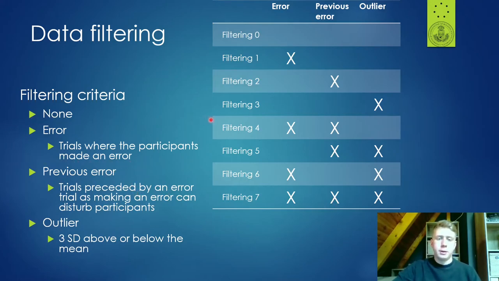We used the criteria where we took out the trials where the participants made an error, which is a quite widespread data filtering practice. We also tried filtering out the trials that were preceded by an error trial, because we supposed that making an error can distract a participant, and thus the next trial can be more noisy. And we also tried filtering out the outliers. Here we used a three standard deviation cutoff point. And in this table here, you can see all the combinations that we used made up of these filtering criteria.